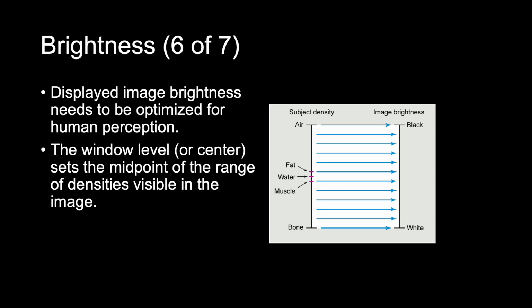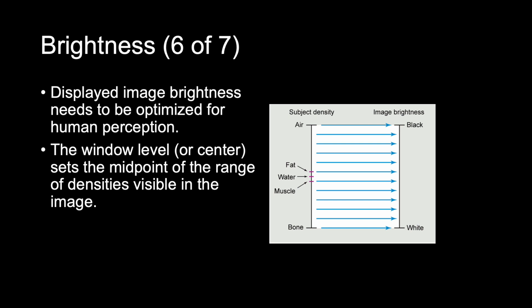A wide dynamic range is only useful if the displayed image brightness can be optimized for human perception. Changing the window level on the display monitor allows the image brightness to be increased or decreased throughout the entire range of densities. Shown in this figure here, this is window leveling. So changing the window level increases or decreases the image brightness throughout the range of densities recorded in the image.